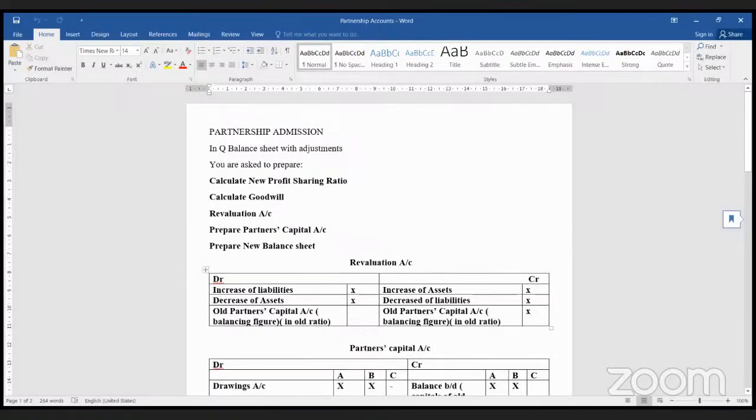I just gave you the briefing of how to do the admission of a partner. Pro forma I showed you, right? I'm sharing the document. This is the pro forma.